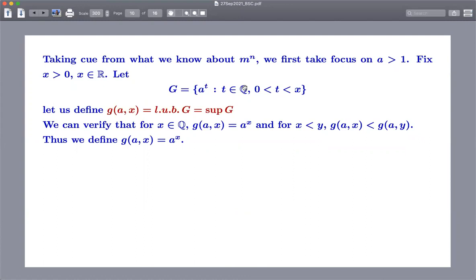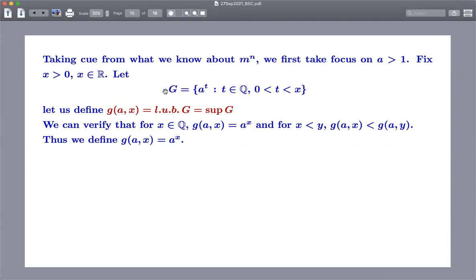So that's what I wrote: from what we know about a power m by n, we first focus on a bigger than 1, then we can go to a less than 1. Fix a number x in R, again x positive. So a is bigger than 1, x bigger than 0. Other cases we can take care of right away subsequently. Let's take all powers a power t, where t is a positive rational number between 0 and x. These are objects which we have already worked out: a power a rational number.